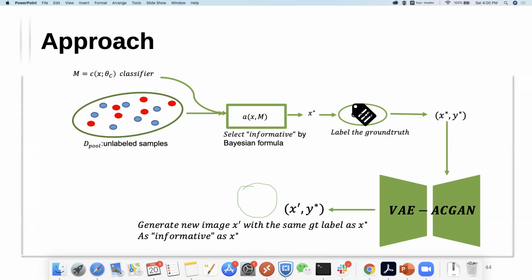Why? We assume you can generate as many X prime as possible, right? Yeah, because if you run the ACGAN many times, then you will generate different X prime because there is randomness inside. And we do not need to label those X prime anymore because ACGAN is supposed to generate images of the same label or the same class. But in the paper, they just generated once. Yeah, I think so. But every time they will select the top 100 X star, then generate 100 X prime. Okay, but also reasonable.